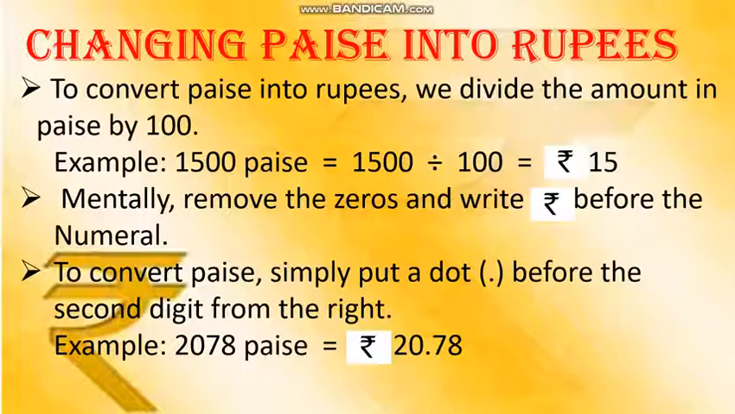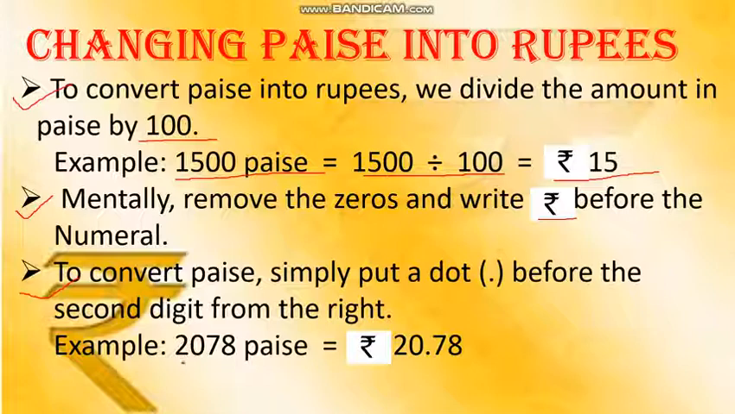Changing paise into rupees. To convert paise into rupees, we divide the amount in paise by 100. For example, 1500 paise equals 1500 divided by 100 equals rupees 15. We can also do it mentally. Mentally, remove the zeros and write rupee before the numeral. To convert paise, simply put a dot before the second digit from the right.